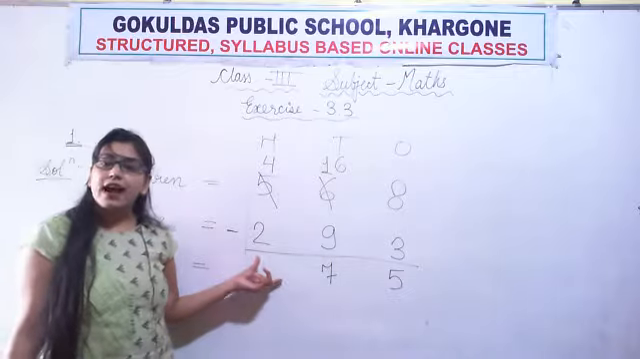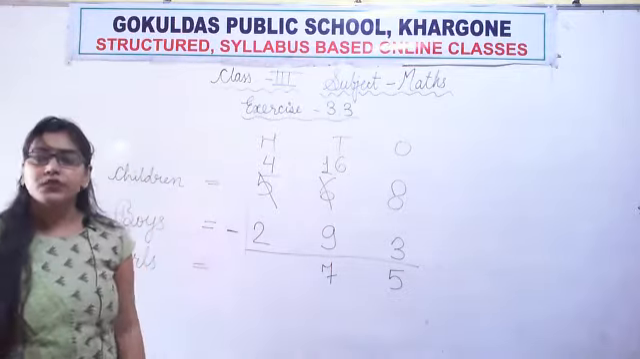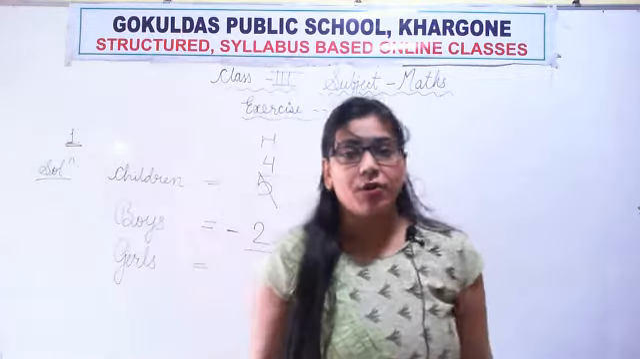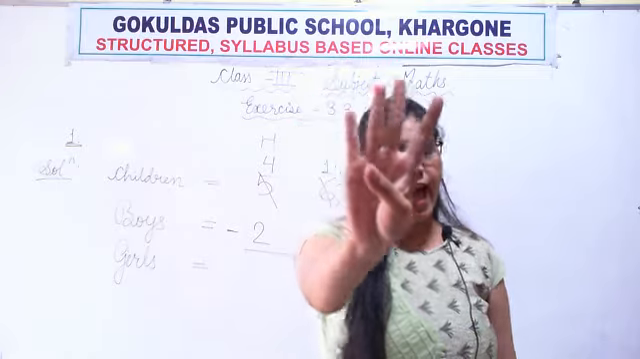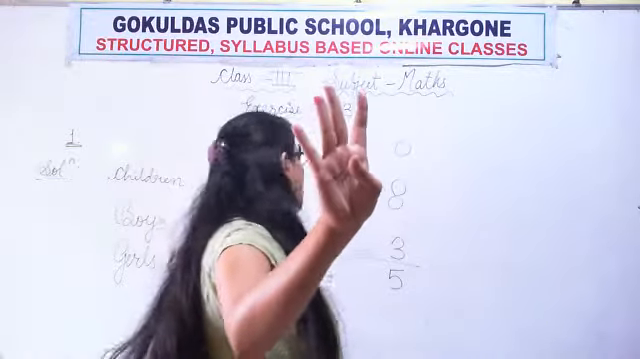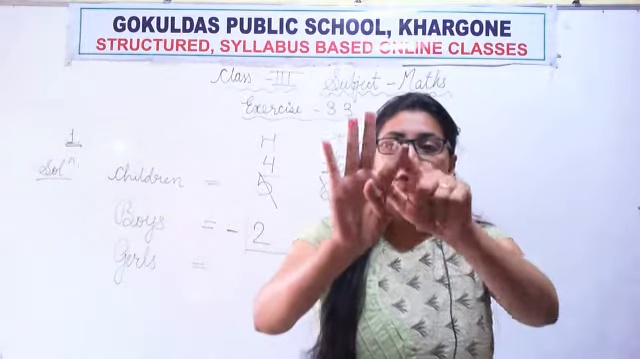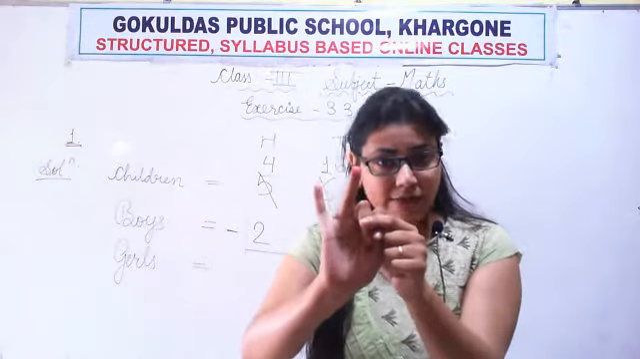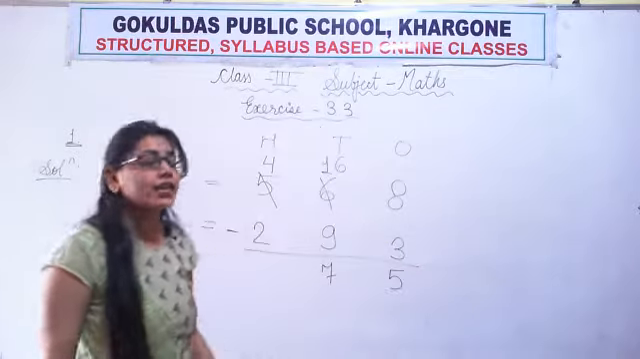Now moving towards hundreds column. 4 minus 2. So first of all we'll open 4 fingers. 1, 2, 3 and 4. 4 fingers. Now minus 2. So we'll take away now 2 fingers. 1 and 2. Now how many fingers are left? 1, 2. 2 fingers are left. So we will write the number 2.